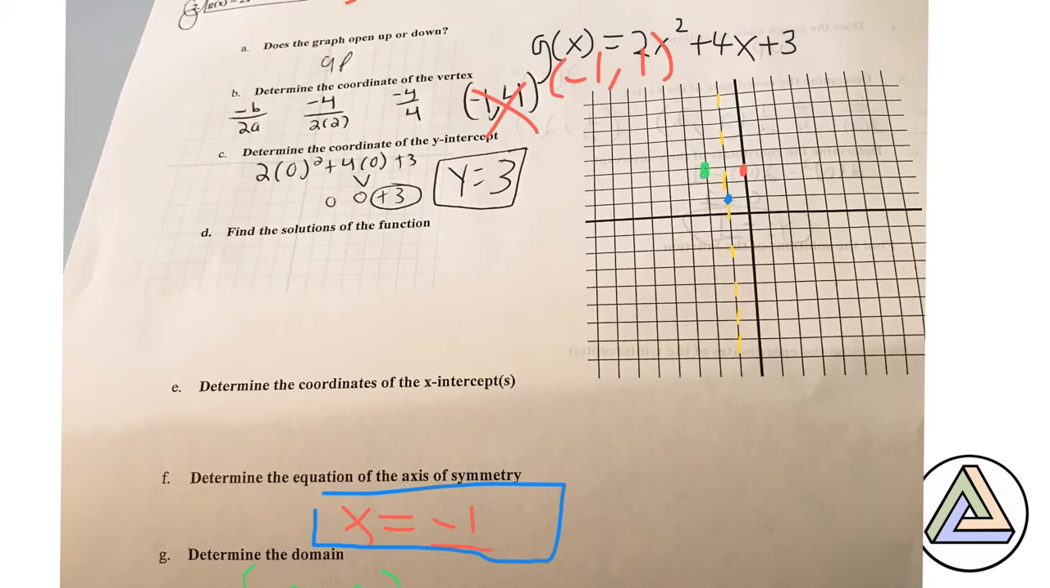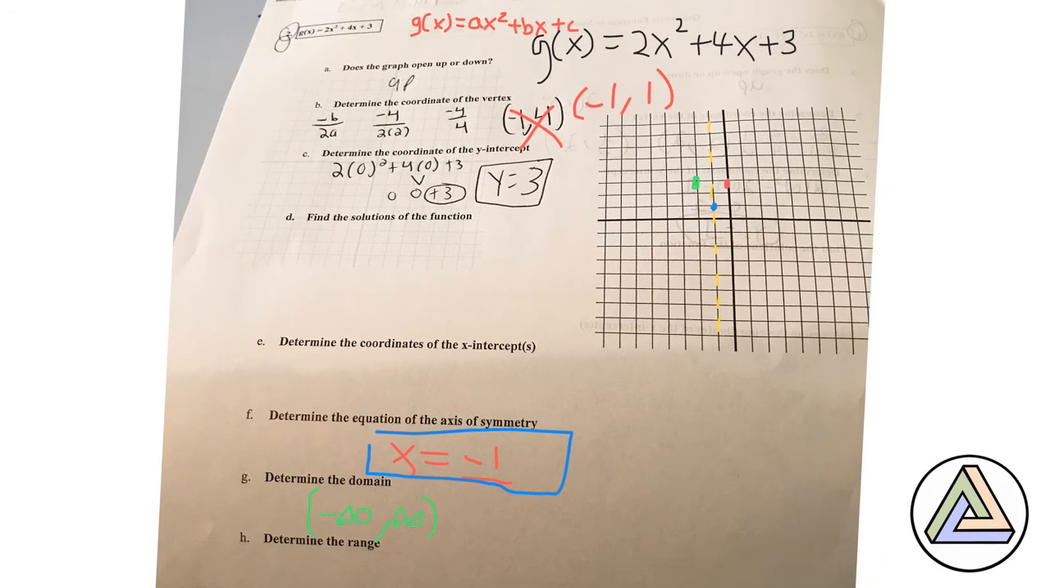And honestly, most teachers would probably prefer more points than just three. But I have a feeling that for this particular exercise, the teacher isn't going to worry too much about perfect accuracy.